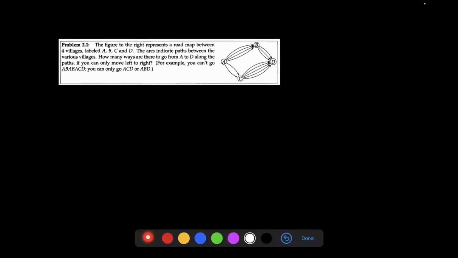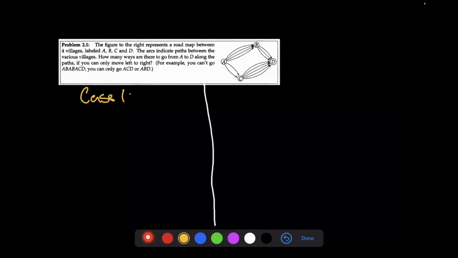The figure to the right represents a road map between the four villages labeled A, B, C, and D. The arcs indicate paths between the various villages. How many ways are there to go from A to D along the paths, if you can only move left to right? The first main thing you have to notice is that there are two ways you can go. You either go A to B to D, or you go A to C to D.